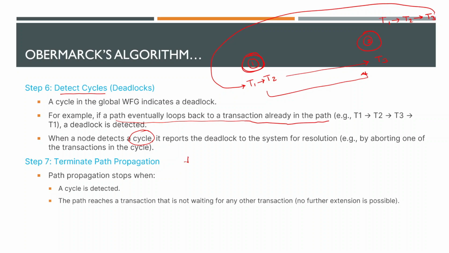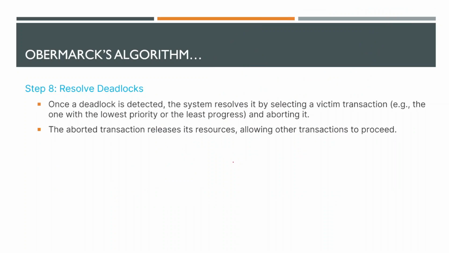So what is the solution for that? The solution is that when the cycle is detected, we need to terminate one of the processes from that particular cycle. After detecting the cycle and terminating one of the processes, we can come out of the deadlock. So once the deadlock is detected, the system resolves it by selecting a victim transaction, and the system aborts that transaction and allows other transactions to proceed. So this is the end of the Obermarck algorithm.